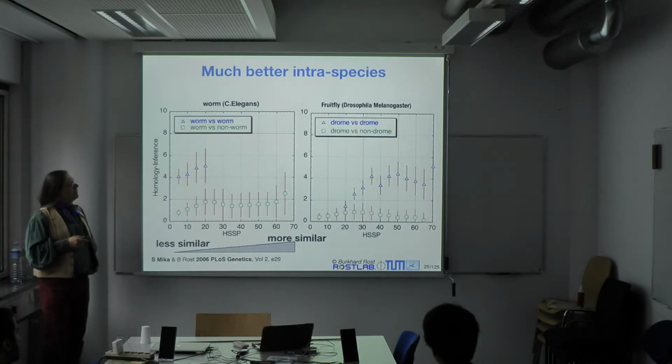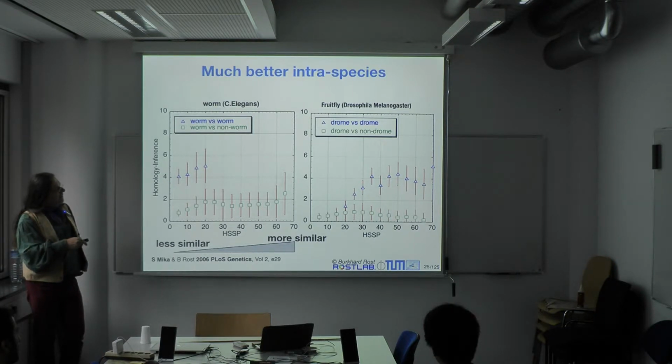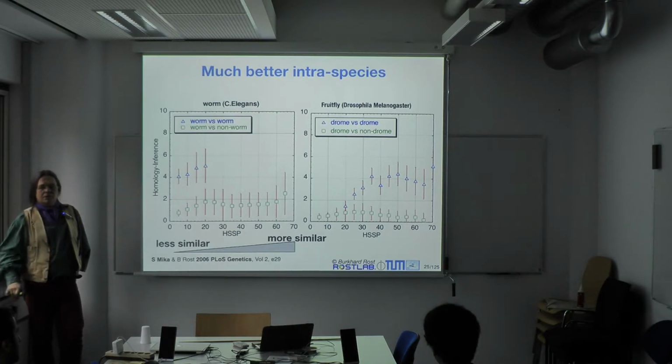Here's the same thing for fly versus fly. So this blue here is worm versus worm, so C. elegans. Here the blue is fruit fly versus fruit fly. And the green is again the fly against the rest, against other organisms. Worm against other organisms. So what do you observe?